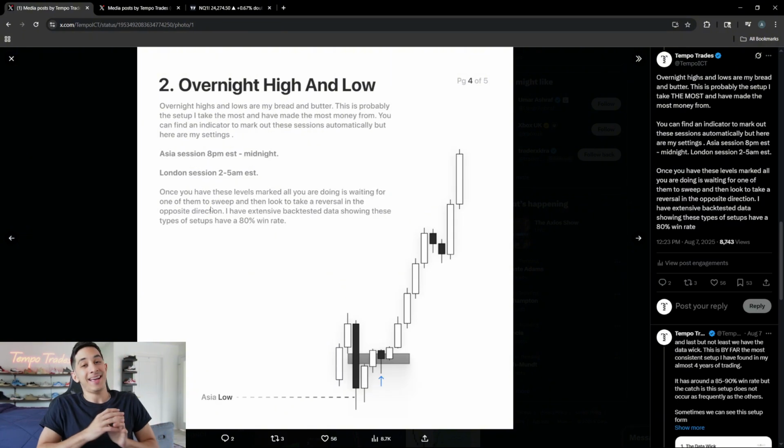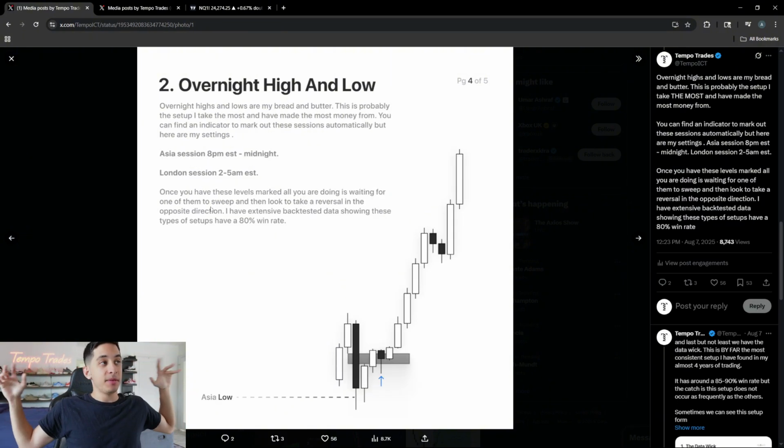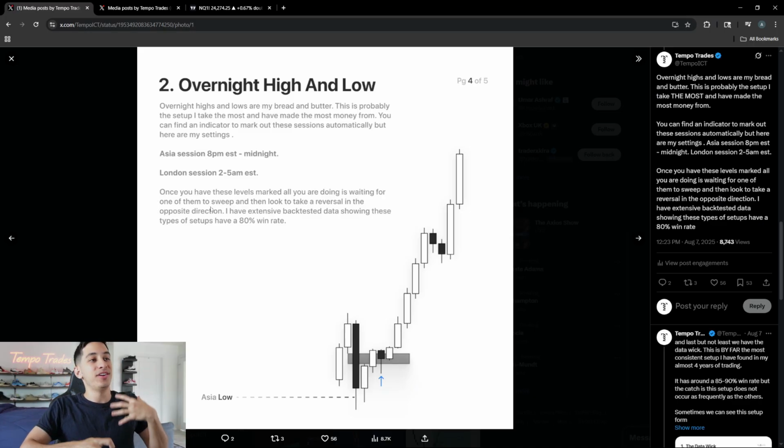All right, coming in at number 2, this is my bread and butter, the overnight high and overnight low.